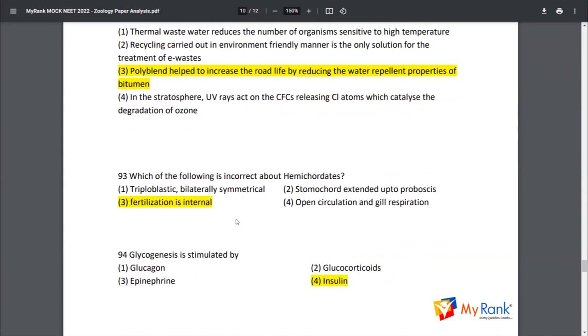Next comes question number 93. Which of the following is incorrect about hemichordates? Hemichordates are triploblastic. They are bilaterally symmetrical. They have a stomochord, which extends up to the proboscis of the body, which is also correct. But fertilization is external in hemichordates. So option 3 is incorrect. Fertilization is external in hemichordates, that is the correct statement, but internal is given in the question, so it is a wrong statement. Open circulation and gill respiration are also correct in relation to hemichordates. So option 3 is the right answer.